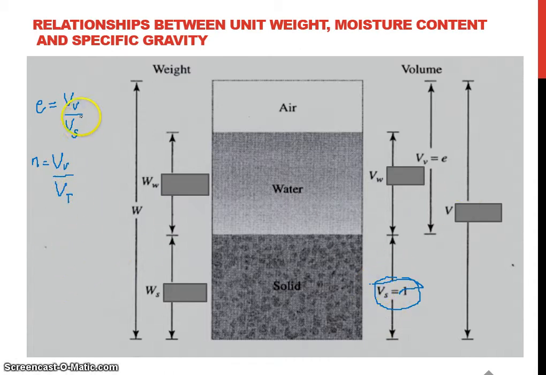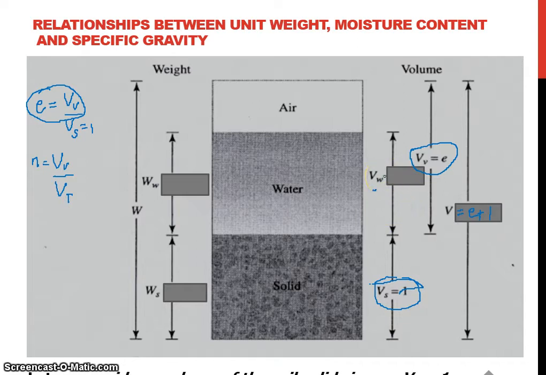So when Vs is equal to 1, Vv is equal to e here. What about V total? Of course, V total is e plus 1. About Vw, the volume of water, let's KIV first, keep in view. Later on, we can easily derive it also.